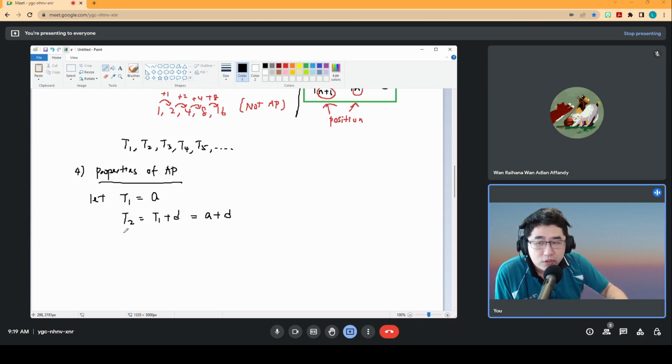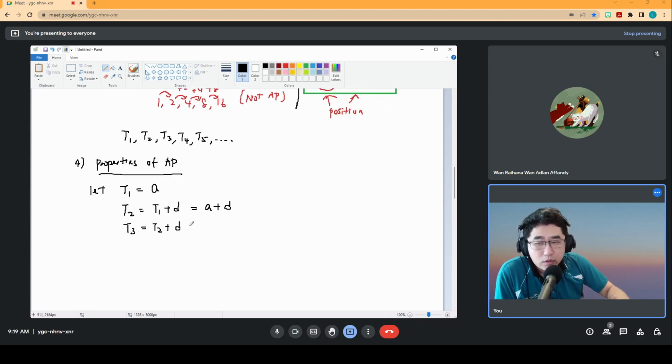T3 equals T2 plus D. Where is this coming from? It all comes from here, isn't it? The position, how we actually write the sequence itself. T2 you already know is A plus D, therefore it's A plus D plus D. Hence I have A plus 2D. We write a little bit more. T4 will be read as T3 plus D. T3 we already know is A plus 2D, so A plus 2D plus D. In the end I have A plus 3D.